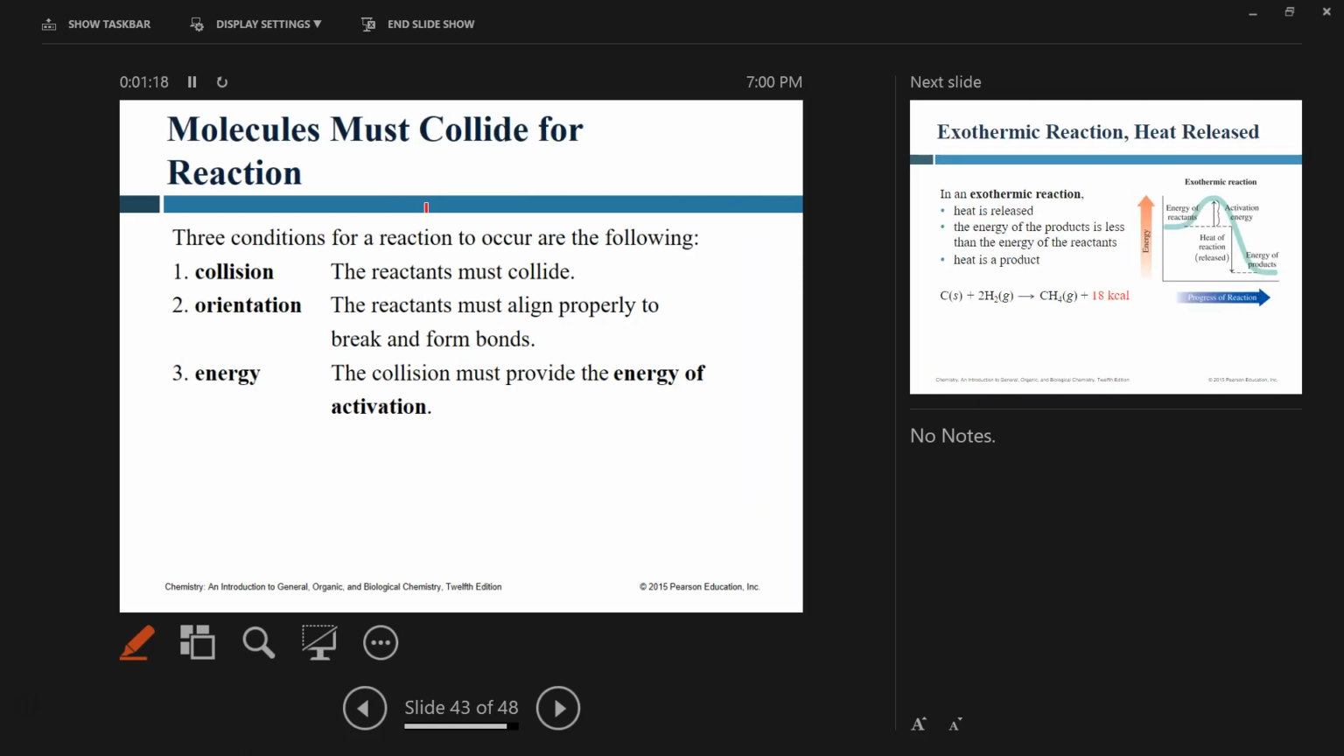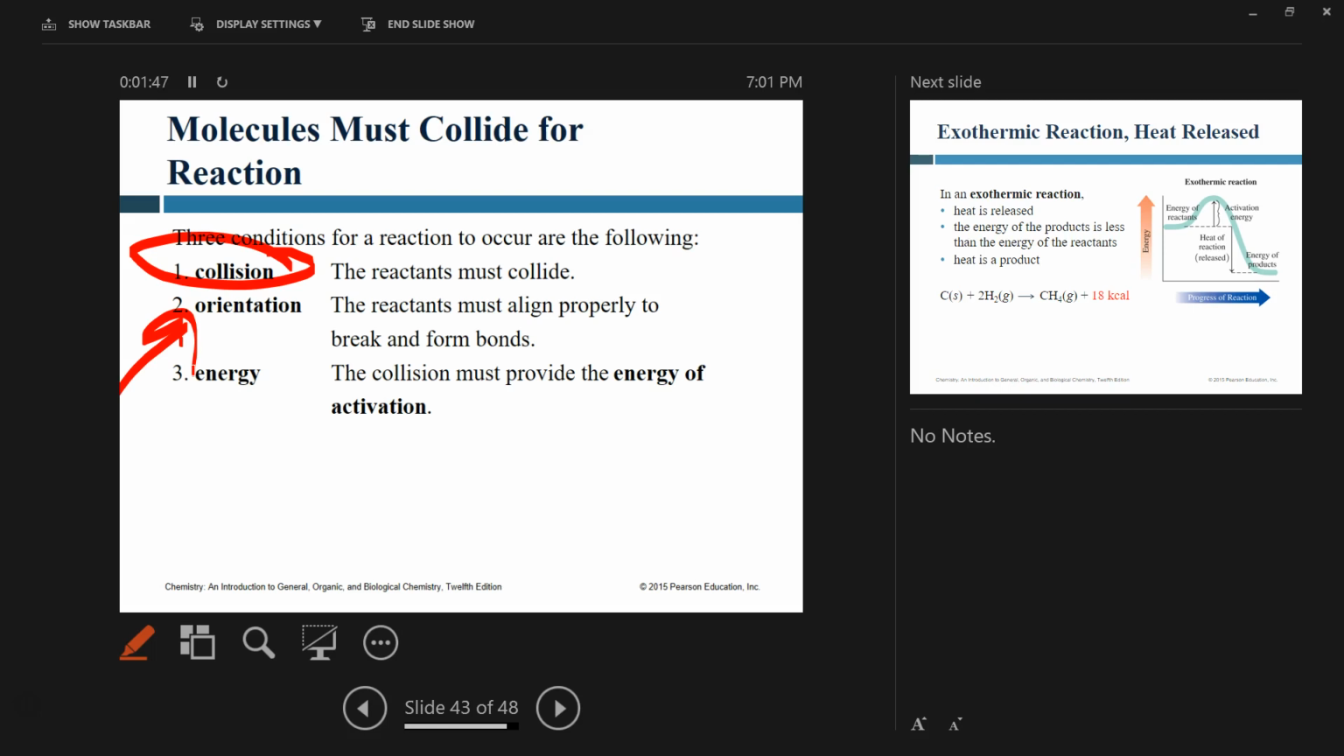So, why do chemical reactions occur? How do they occur? Molecules have to physically interact with each other. We call it a collision. They have to interact with each other while they are in the proper orientation.